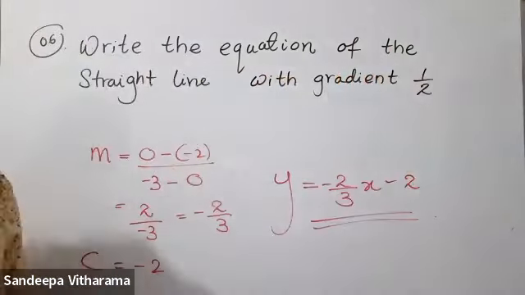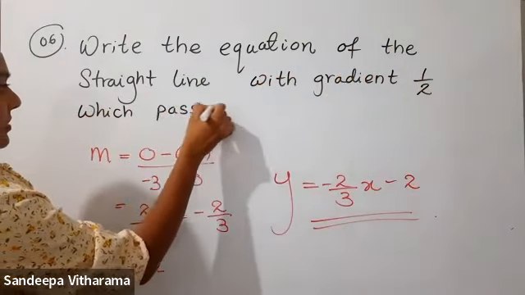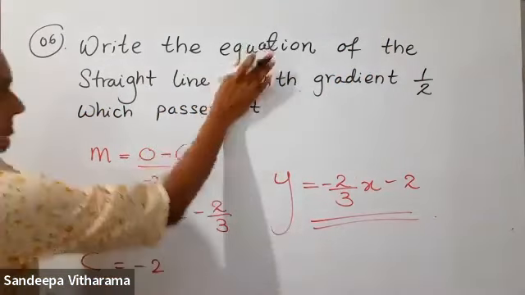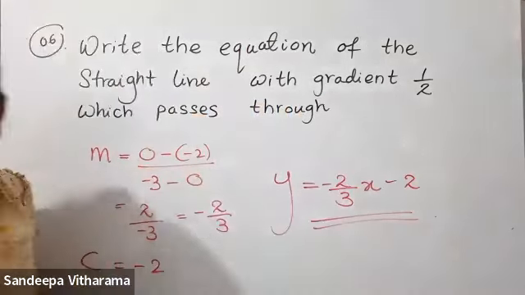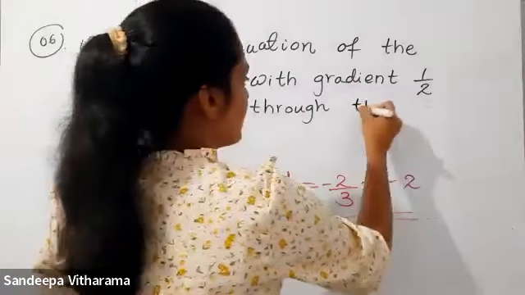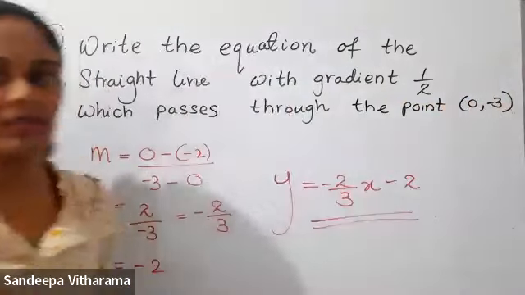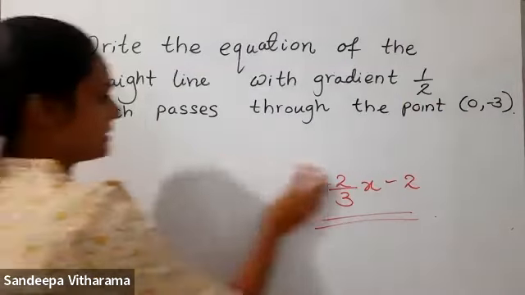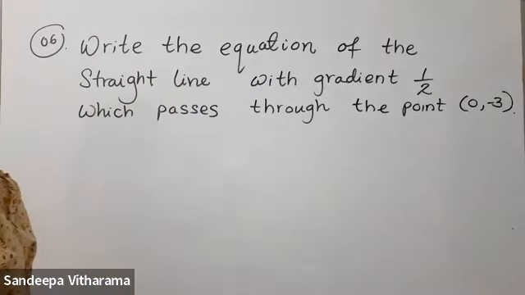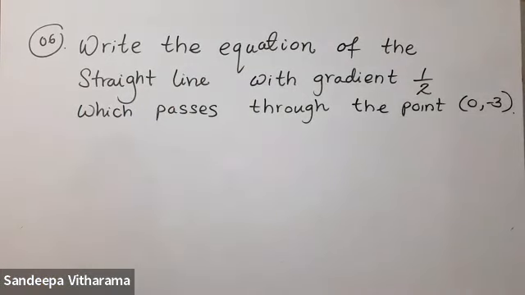Gradient is half, which passes through the points 0, comma, minus 3. Okay. Tell me the answer. Read the question properly and tell me the answer. Y equals half into x minus 3.